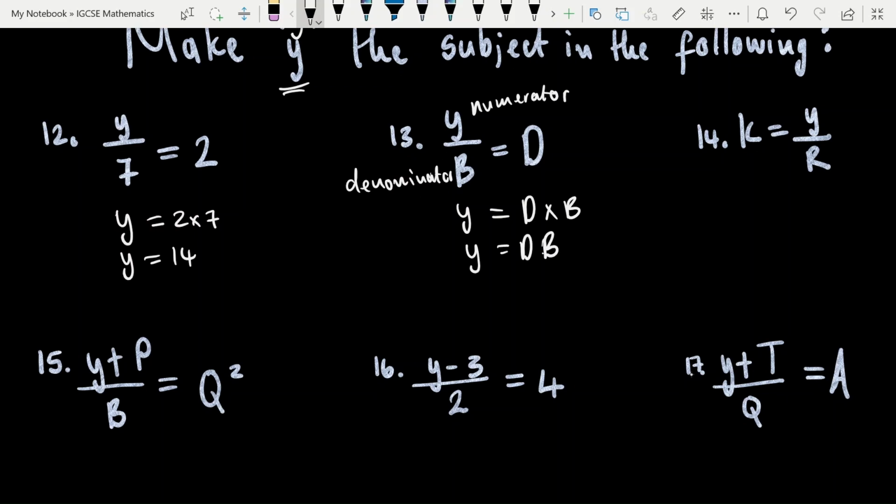All right, number 14. K is equal to y over r. Remember that we are supposed to make y the subject. So we break that fraction by taking the denominator r to the other side. So k times r is equal to y. Please leave my y on the right hand side. Don't start flipping things here. It's okay to have it on the right hand side. So now k times r is just going to be rk, or kr is equal to y.